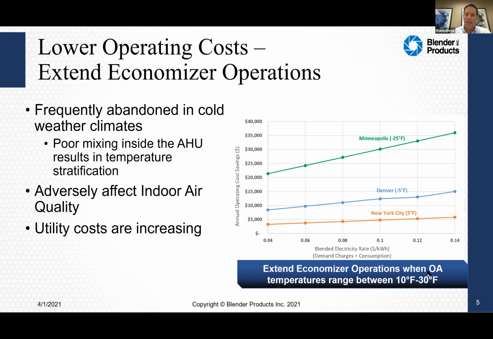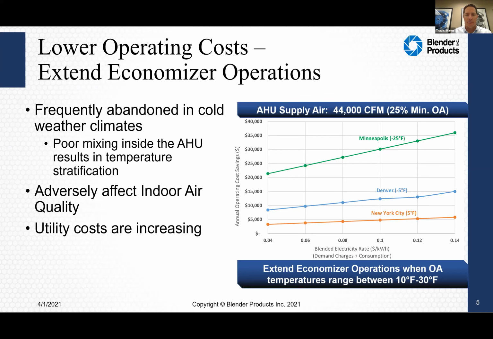but you can see in Denver and Minneapolis, in those cold weather environments, there's significant money to be had in cost savings if you can simply extend economizing between the temperature ranges of 30 degrees and 10 degrees Fahrenheit, so that you don't pre-abandon economizer operations in your AHU.